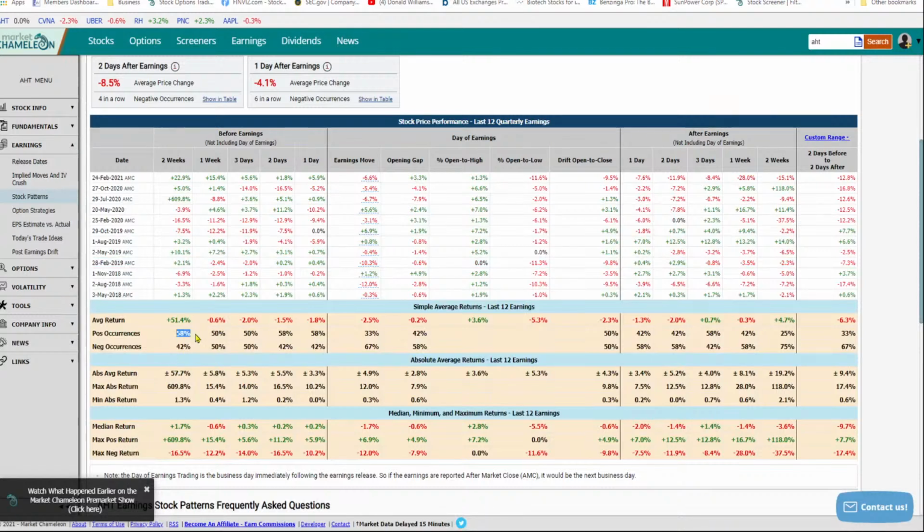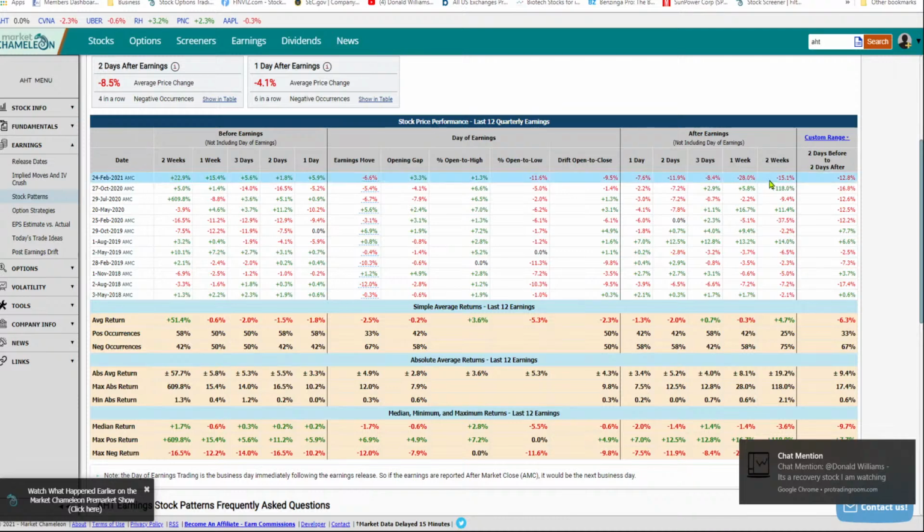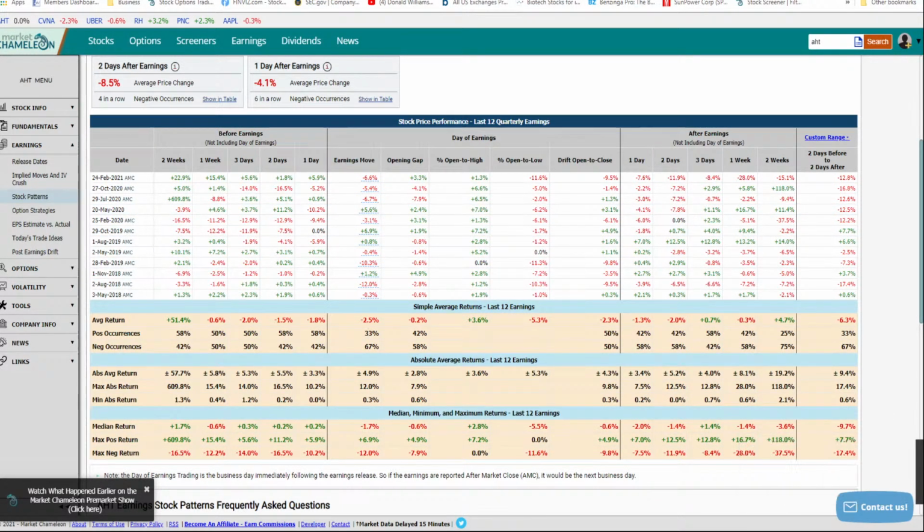Yeah, they're about 50-50, man. And then day of real bad. Well, not real bad, not great. And then I don't see a real advantage on anything here besides the 2 weeks out. It's a recovery stock. Interesting. So AHT. Oh, hotel, motel. Yeah, it's interesting.